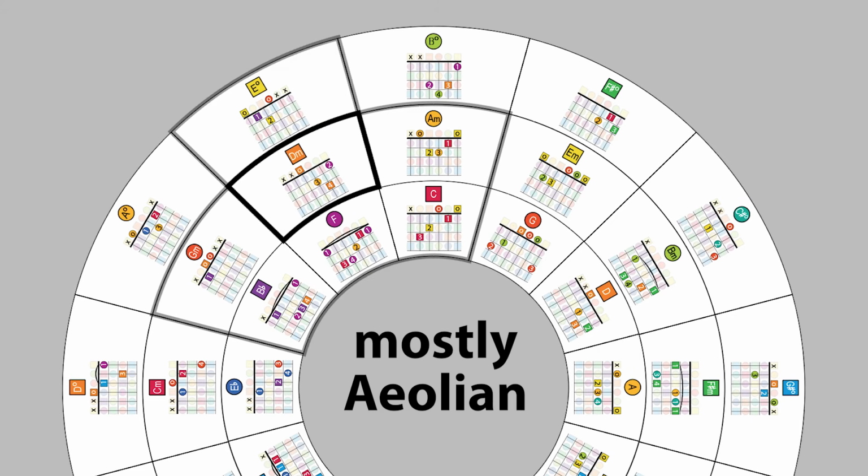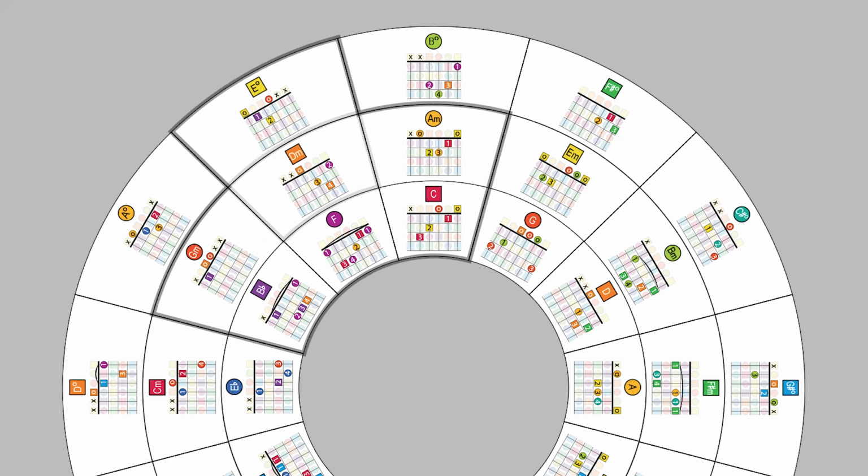Actually, it's mostly Aeolian, but with a major 5 chord, A major in this case, borrowed from over here to give it a more solid feel. Since the minor 5 chord isn't as strong, it's not as harmonically satisfying because it doesn't lead back to the minor 1 chord as well, as I explain in other videos.